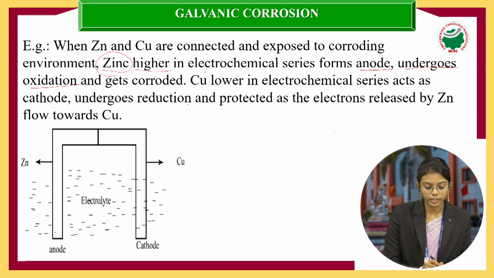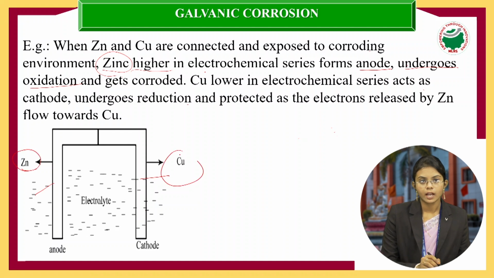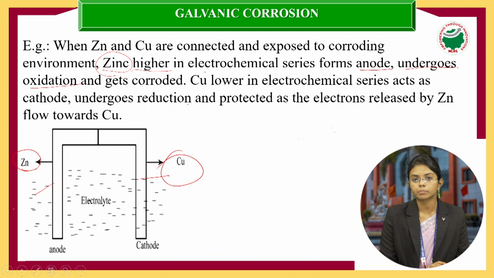So observe here, we are taking an electrolyte solution or any salt solution and we are dipping two electrodes here. One is a zinc electrode and the other is a copper electrode. As the zinc is in a higher place in the electrochemical series, the zinc will act as anode and undergoes corrosion. Why is it undergoing corrosion? Because the zinc undergoes the oxidation process. Oxidation means it will lose its electrons.